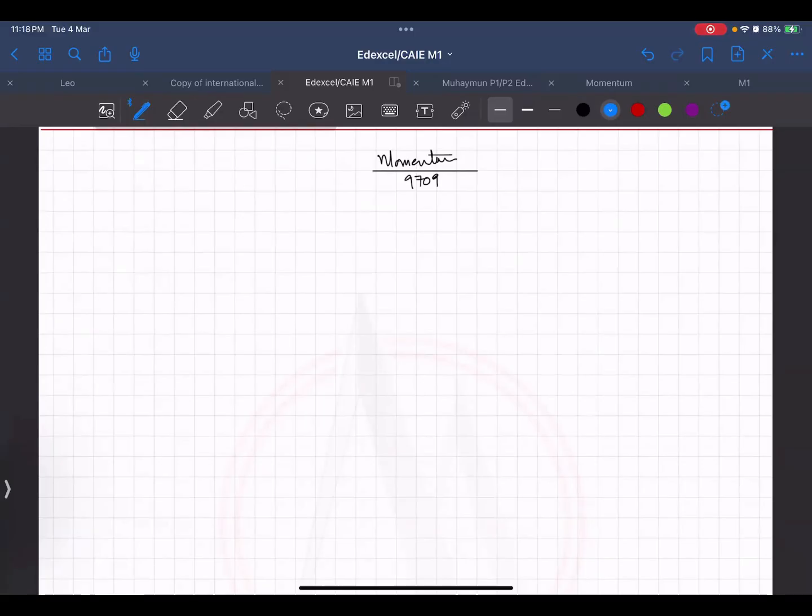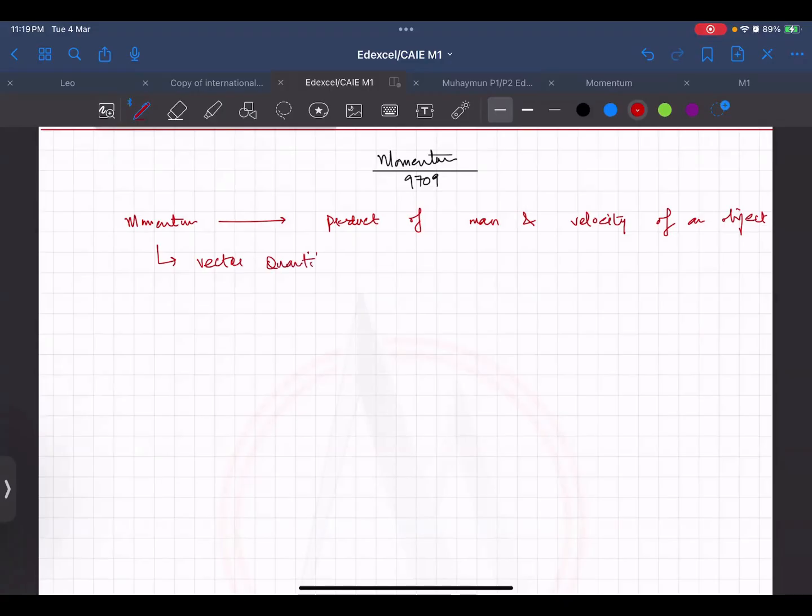Momentum. So what is momentum? The basic definition of momentum is the product of mass and velocity of an object, and this momentum is a vector quantity. This means that the sign, the direction, is very important here. Positive momentum, negative momentum, and the direction, left or right, up or down. The momentum directions will be important. We will see in questions as well.